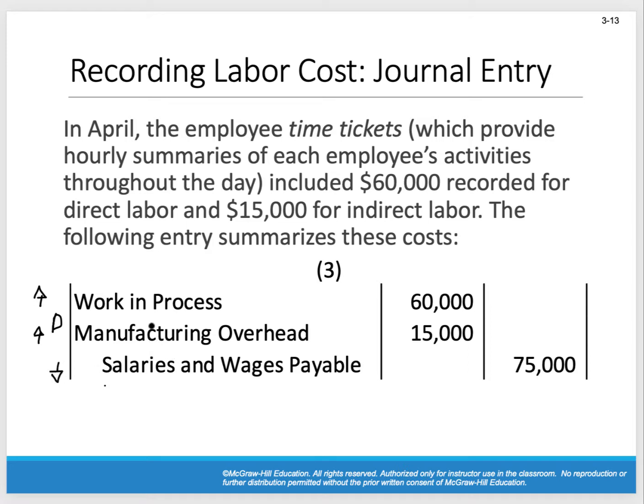And what we do is we debit work in process for the direct labor portion, which is $60,000. We also need to account for our indirect labor, so I'm going to debit manufacturing overhead for my indirect labor of $15,000. I need to get basically $75,000 out of my salaries and wages payable, so I'm going to credit it. And we see here that debits and credits are equal. We're good.